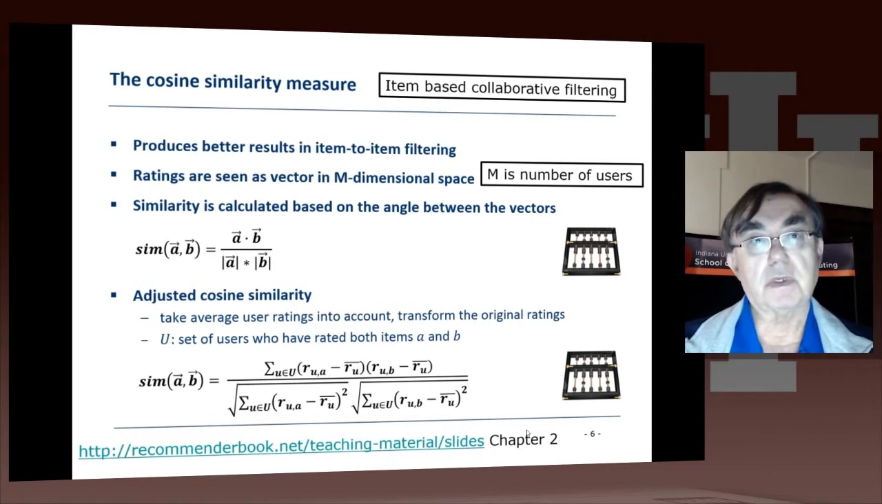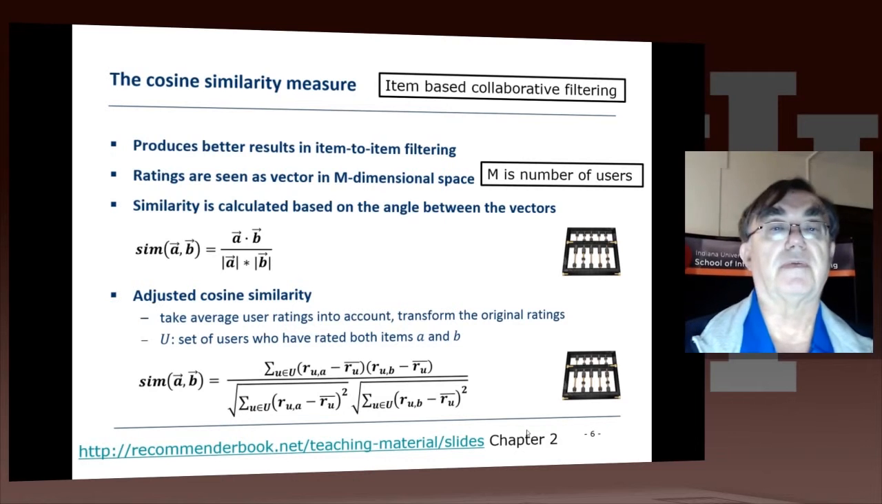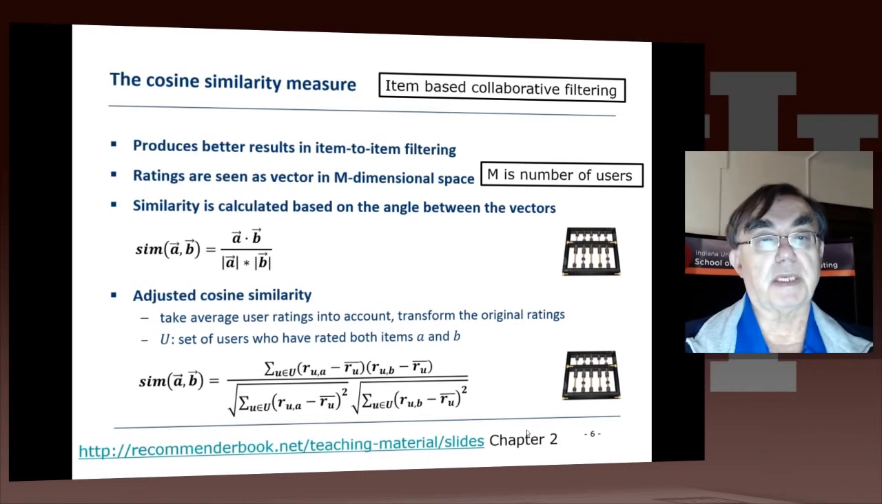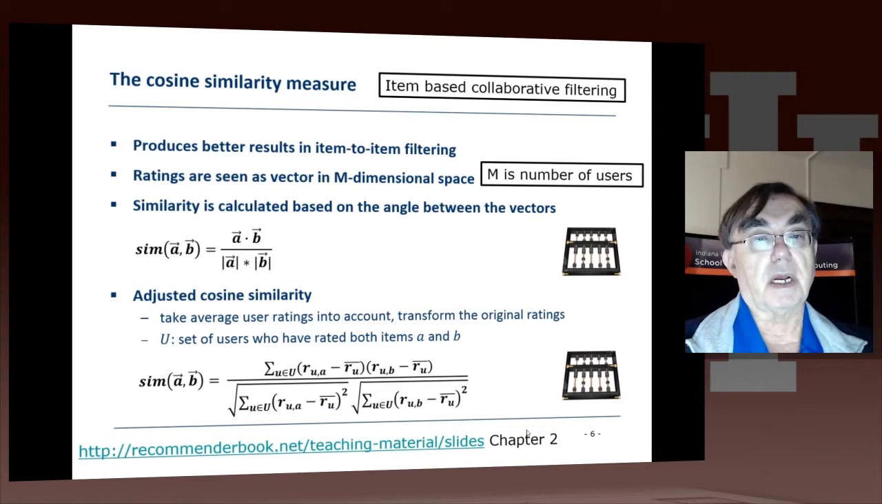So the components in this space are the rankings. That's true in both item-based and user-based. The only issue is whether we think of users in a space where the dimensions are items, or items in a space where the dimensions are users. So we have vectors in this m-dimensional space where m is the number of users, and we can calculate the similarity in many ways.